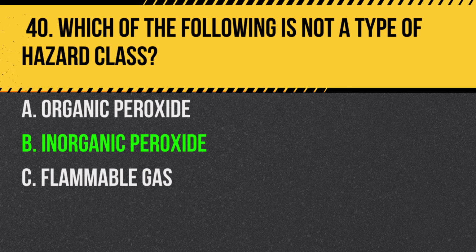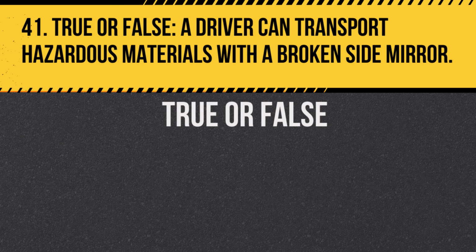Answer: B. Inorganic peroxide. Inorganic peroxide is not a recognized hazard class. Question 41. True or false? A driver can transport hazardous materials with a broken side mirror. Answer: false. Mirrors are essential for safety and must be functional.